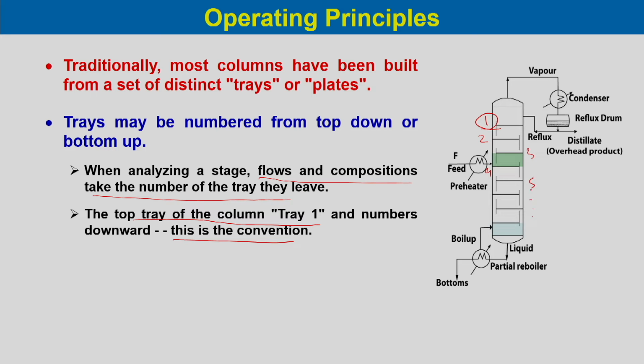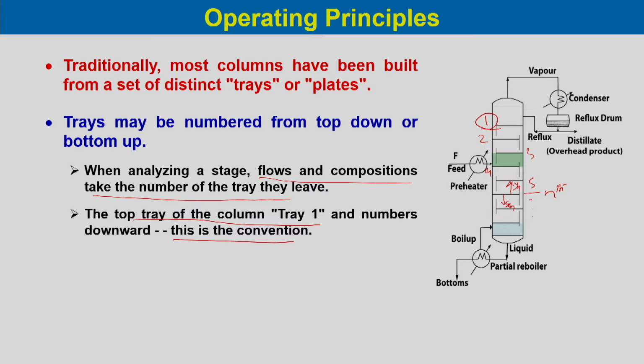Suppose you consider this is the nth tray. So the vapor which will leave from here and go off will be y n, and the liquid which will go down from this tray will be x n, of the more volatile component.